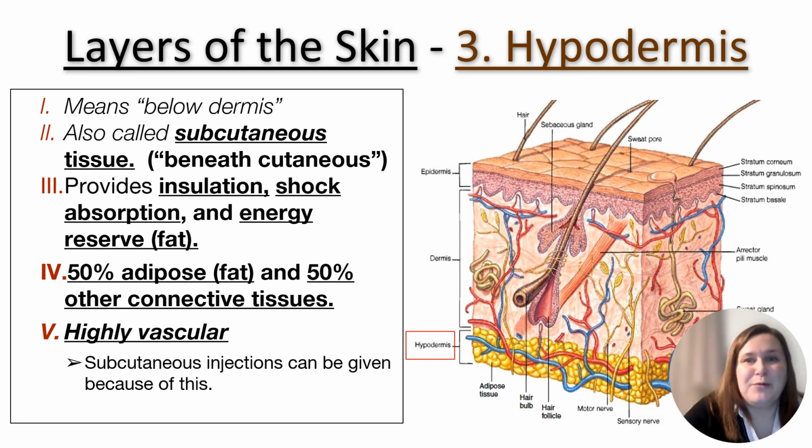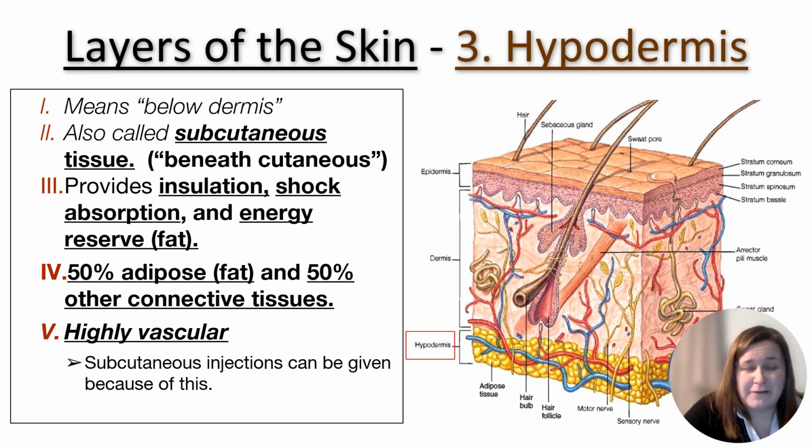Let's talk about the hypodermis, which is our lowest layer of skin. This literally means below the dermis. It is also called the subcutaneous tissue because it is underneath the skin. Its purpose is to provide insulation, shock absorption, and to have an energy reserve. So all of that yellow adipose tissue, remember that is our stored fat reserve. So that is how our body stores energy.